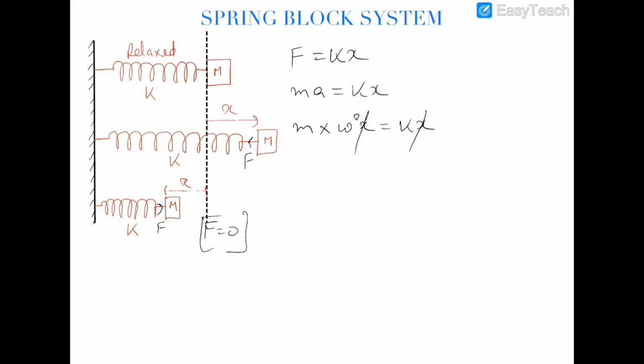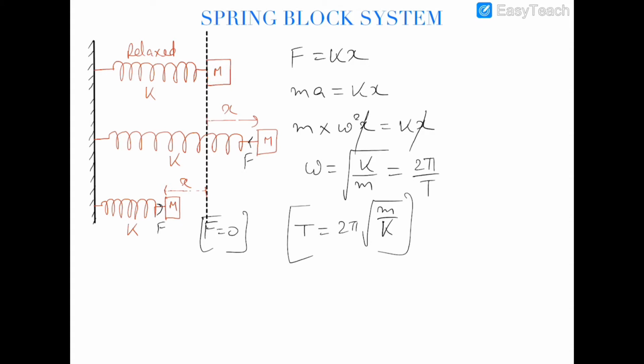Cancelling this x with x, omega will be equal to under root k by m, and T will be equal to 2 pi under root m by k. This time period can be calculated by writing omega as 2 pi by T. So this is the time period of the spring block system. Now this formula is valid only and always when the spring is connected to a block from its one end and the other end of the spring is connected to some fixed surface.